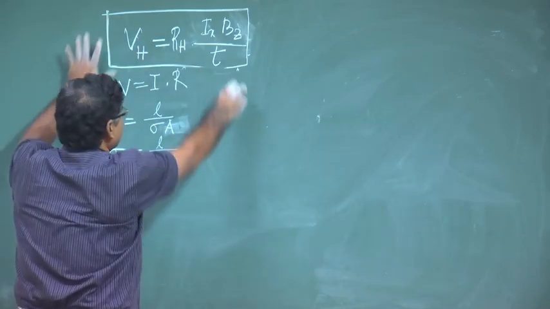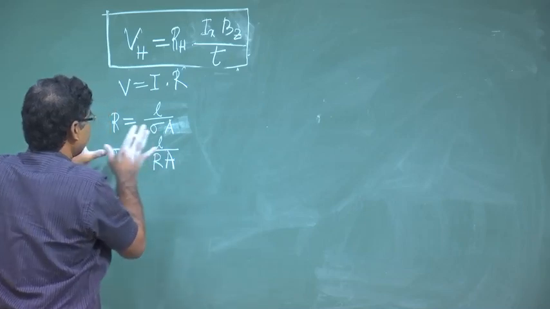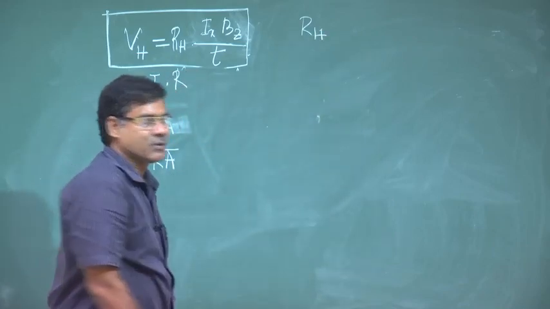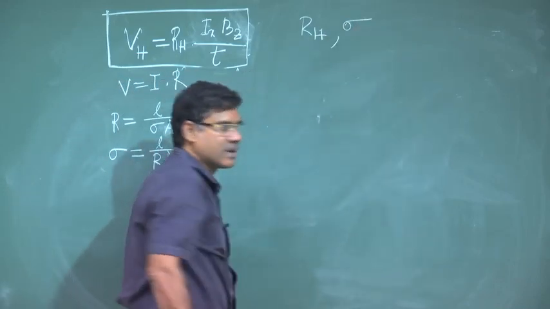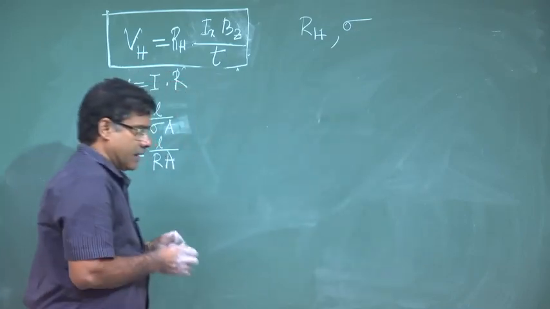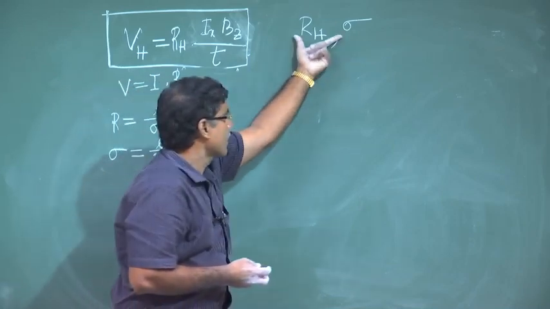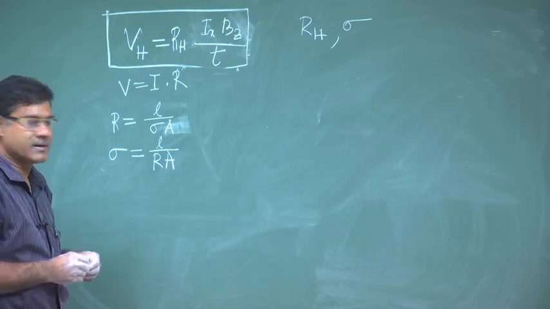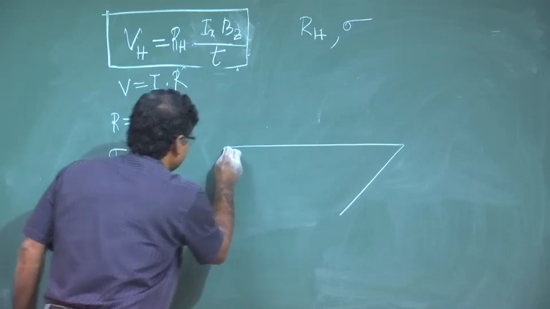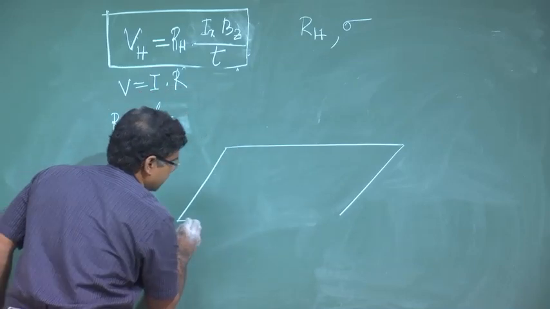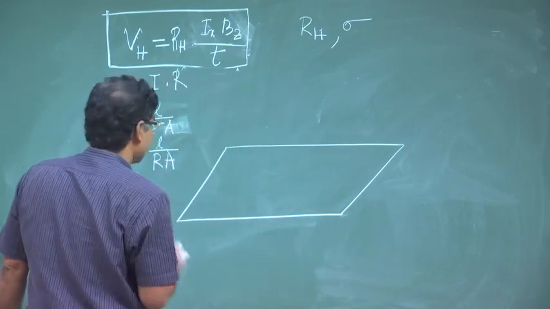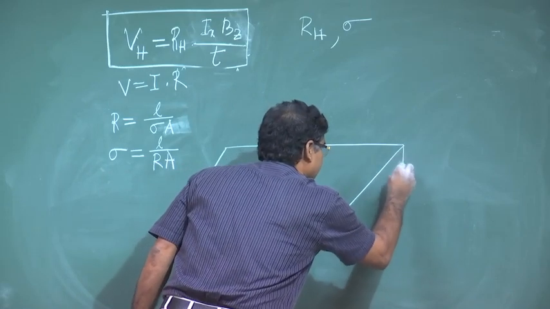So, here what I want to measure, what I want to get, I have to get R H and I have to get sigma for my sample. Okay. So, how to measure, how to get them? For that I have to set the experiment. So, I will take a sample of some material, either semiconductor or metal, not insulator, please, semiconductor or metal. Okay.